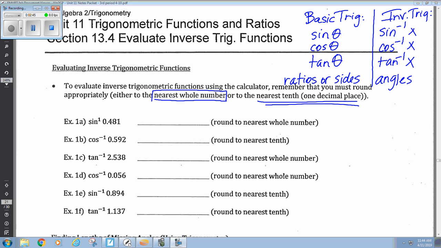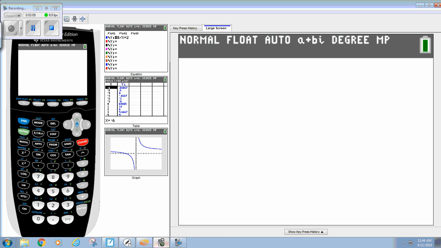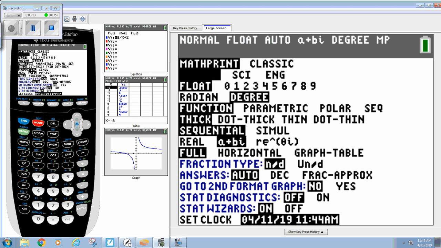So using your graphing calculator, look at 1a. This is sine to the negative 1, sine inverse 0.481. So you're looking for what angle will give you that value for sine. In your calculator, this is how that would work. In the graphing calculator, go to mode, make sure that the degree is highlighted. Remember, keep the calculator in degree mode.